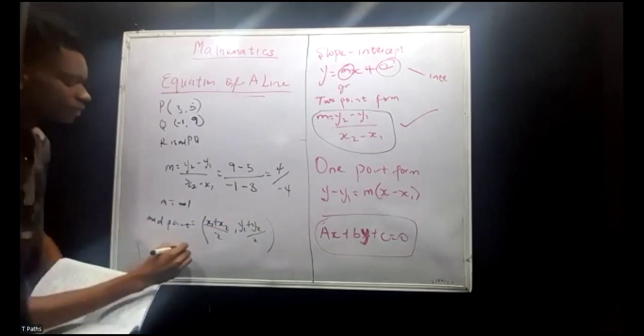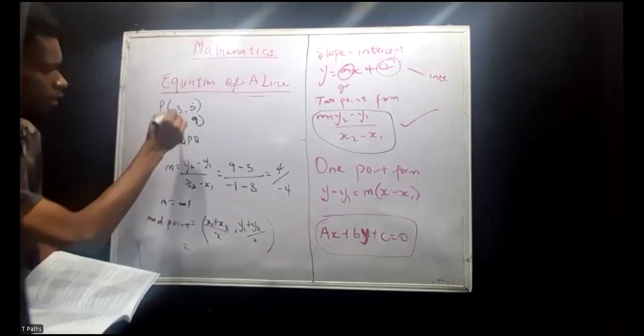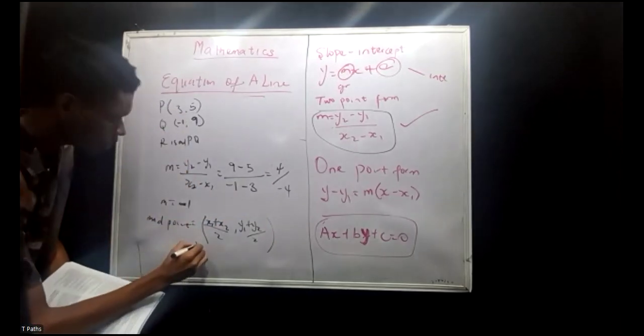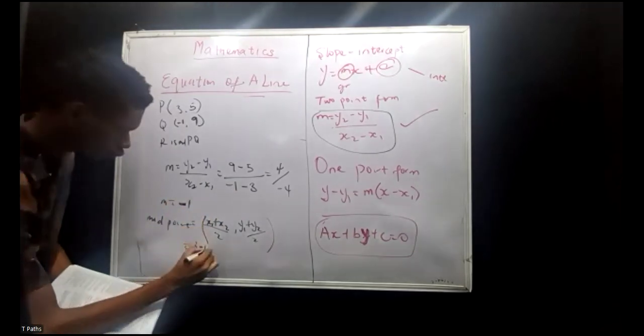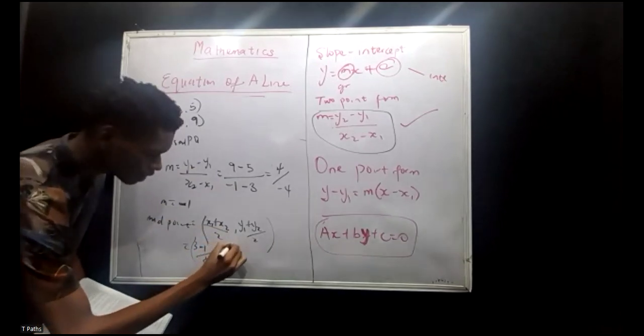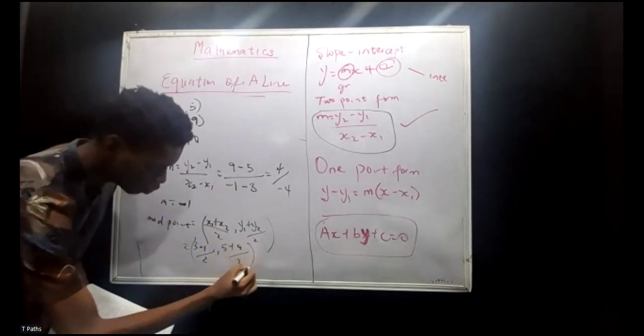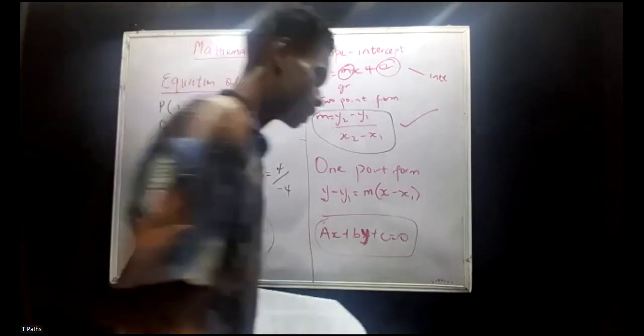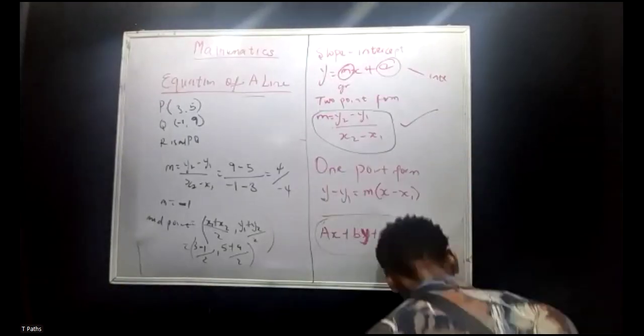What is the value of x1? x1 is 3 plus x2, -1, divided by 2, comma y1 is 5 plus 9 divided by 2. All right, I'm going to continue from this other side of the board.